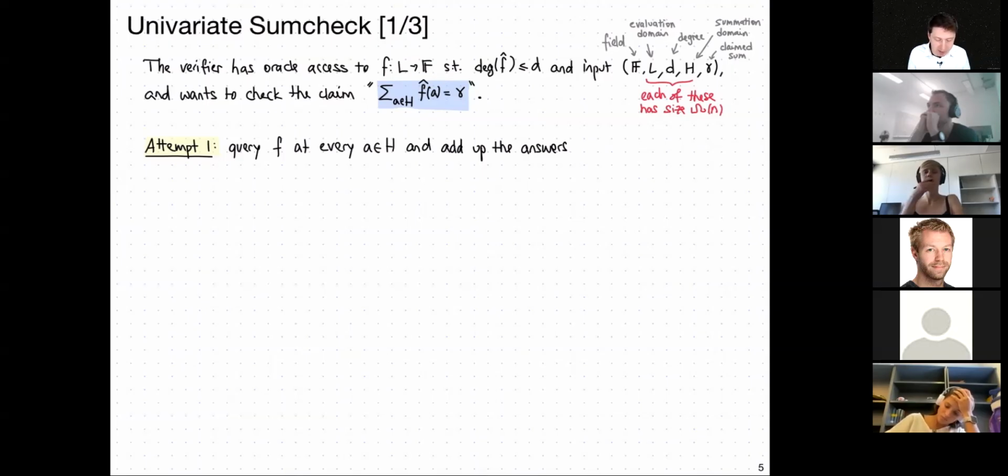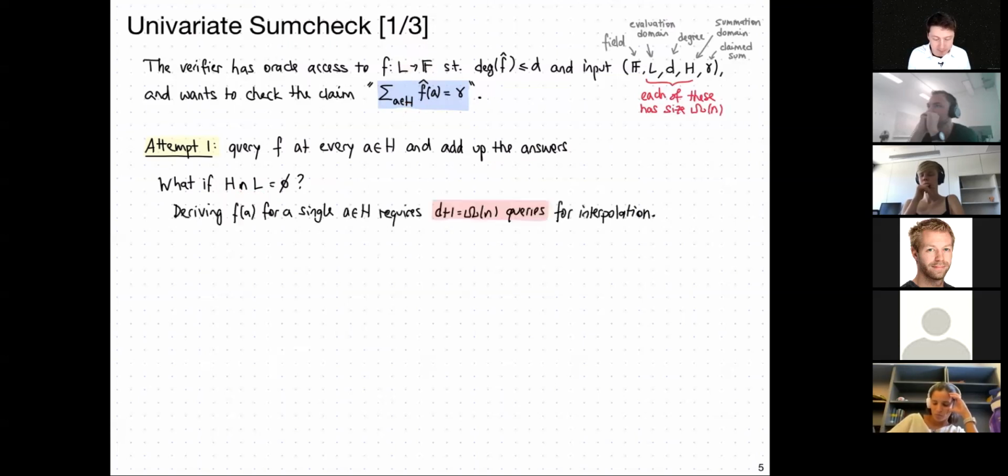One idea could be to just say, okay, look, take f, query it at every a, get back the values, and add up the answers yourself, right? So one answer is that, what if these sets actually do not share any points? Querying f at every location won't necessarily give you any values on h, right? So it means that we're going to have to interpolate it, okay? And we actually would need to query f at d+1 values, so we can reconstruct f hat and then evaluate f hat over h, right? So this approach would require us to query f at d+1 locations.